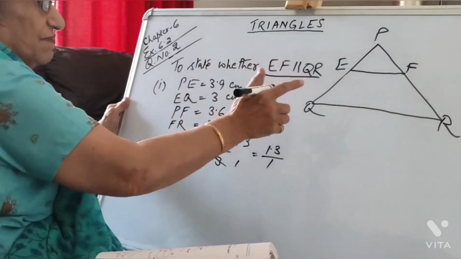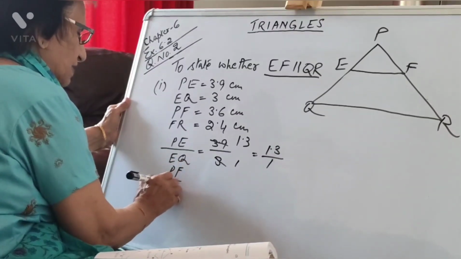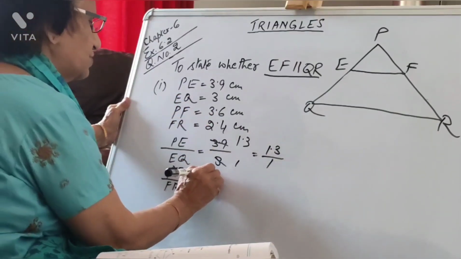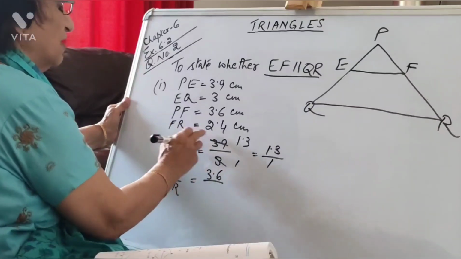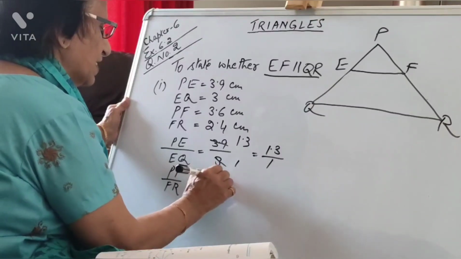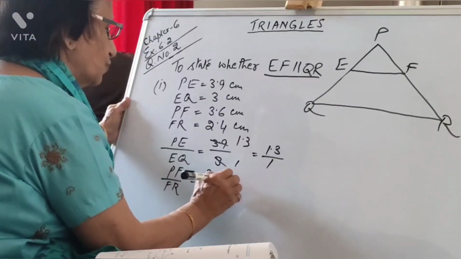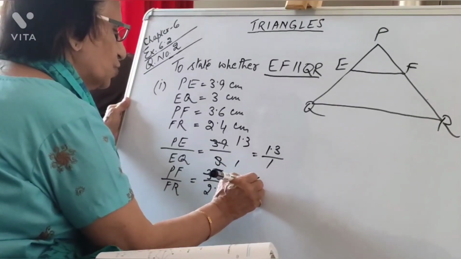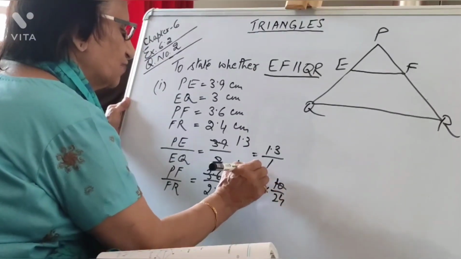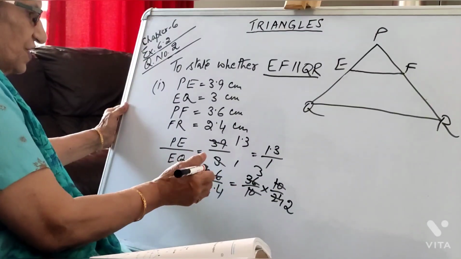Now we'll see PF over FR. We'll find PF over FR is equal to, PF is how much? PF is 3.6 over FR. FR is 2.4. So on cancelling, you will get 36 over 10 into 10 over 24. So 10 cancel, 12 3 or 8 2. 3 is to 2.